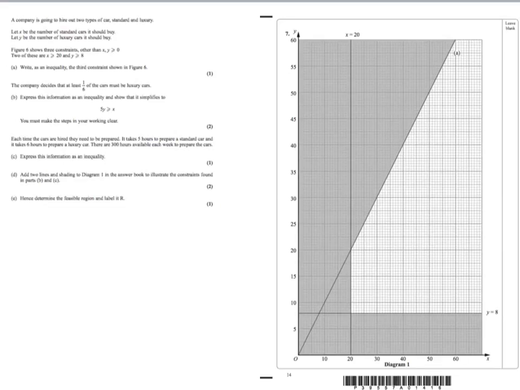The gradient is rise over run, and if I draw a triangle under this anywhere I like, let's just draw it here, down this bottom bit here, I can see that my rise is 20 and my run is 20. So actually very, very straightforward. The equation of this line is y equals x. However, that's not an inequality, is it?